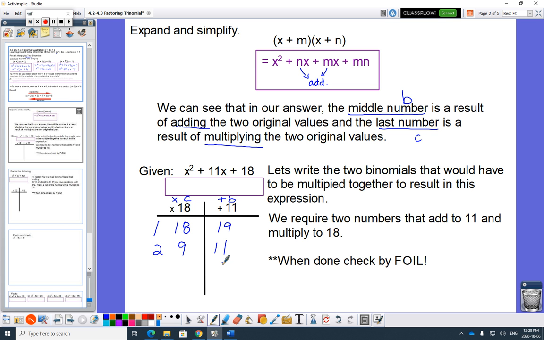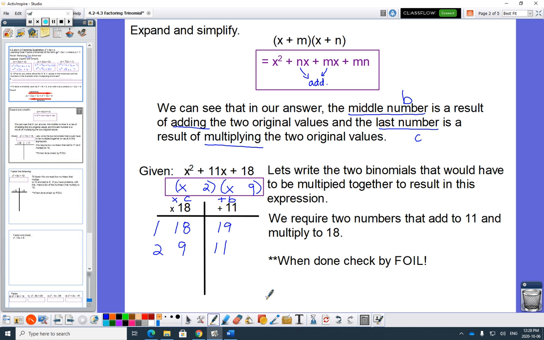So now we have 2 times 9 is 18. 2 plus 9 is 11. So our two factors are 2 and 9. It doesn't matter which one you write first. And you need to write, so we have x here, whatever the letter is, whatever the variable.